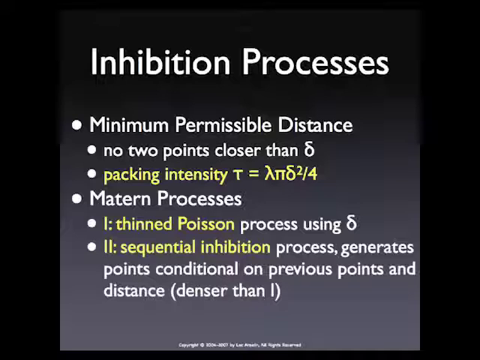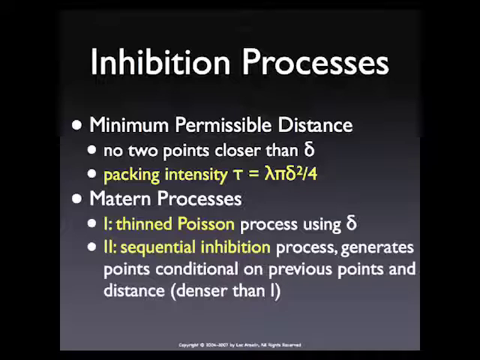A particular class of processes that is often studied in the literature is this Matern process. We will see that again in geostatistics as well. There is a general class of types of processes that include both clustering as well as inhibition. The inhibition processes, there are two of them that are used a lot in the literature, creatively called Matern 1 and 2.